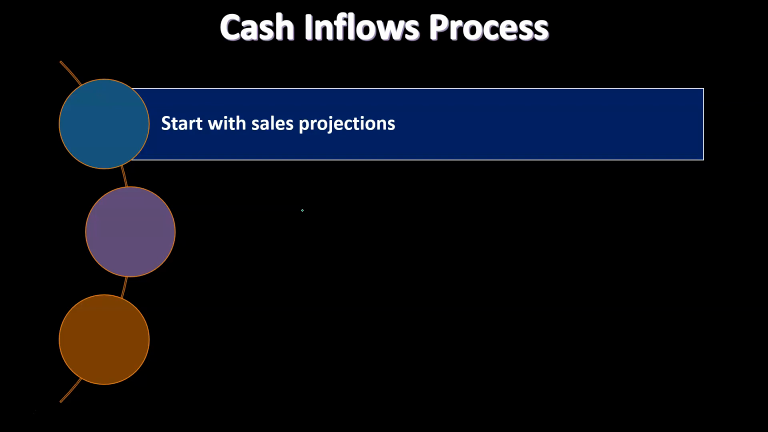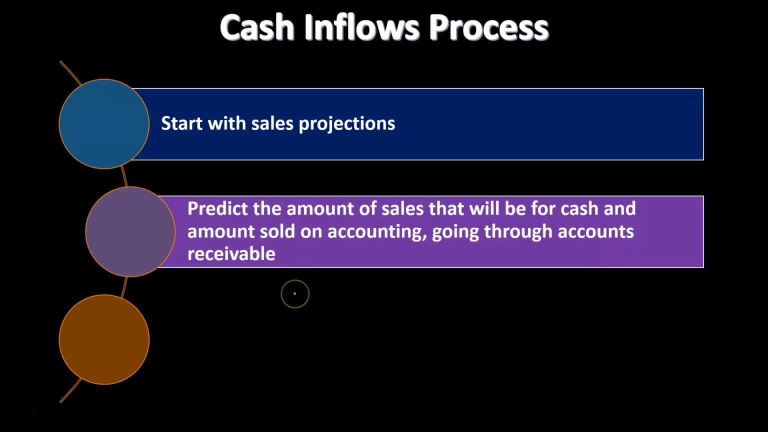Then we've got to think about, of those sales, we've got to predict the amount of sales that will be for cash and the amount sold on account going through accounts receivable. In other words, we've got to break the sales number down to whether we are making these sales for cash, meaning you can imagine being in a store, someone comes up to the cash register and we're actually collecting payment at that point in time.